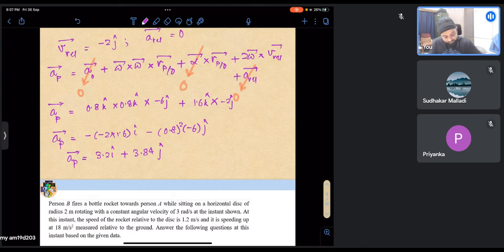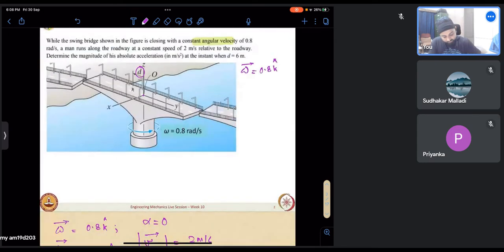So the magnitude we can calculate easily. It comes to 4.99, that is 5 meters per second squared. So the absolute acceleration magnitude is 5 meters per second squared. So are there any questions here?